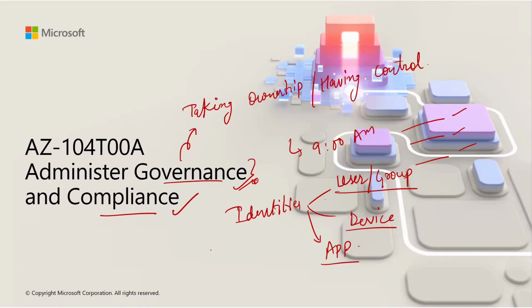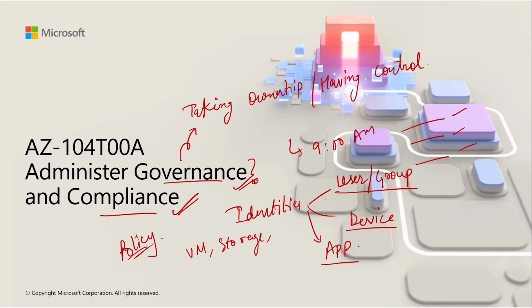So policy is a service on Azure. We have VM as a service, storage, database, Entra ID. Similarly, we have a service called Policy. So we can set up policies to have control over our organization, so that we can stay compliant. That is governance and compliance.